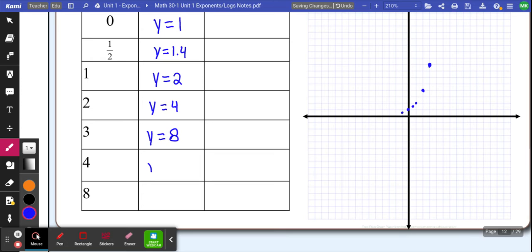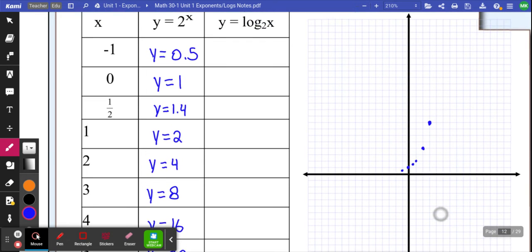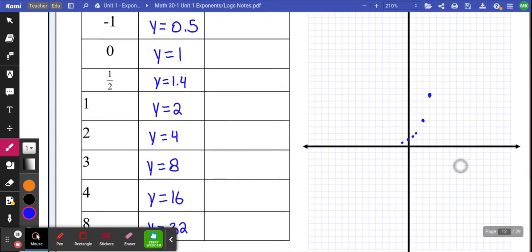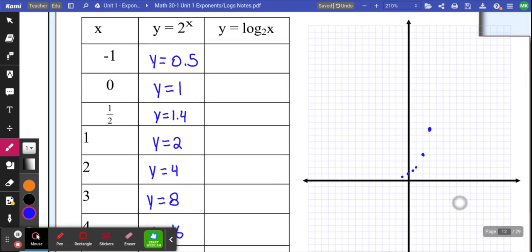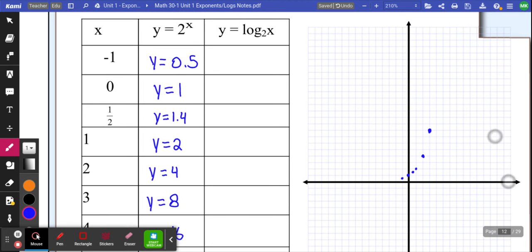And then y equals 16. And y equals 32. I don't think we're going to be able to fit that one on there, maybe. No, 32 is going to be too far gone. 8, 16, 9, 10, 11, 12, 13, 14, 15, 16. And 32 is off my chart, right? It's way up there.